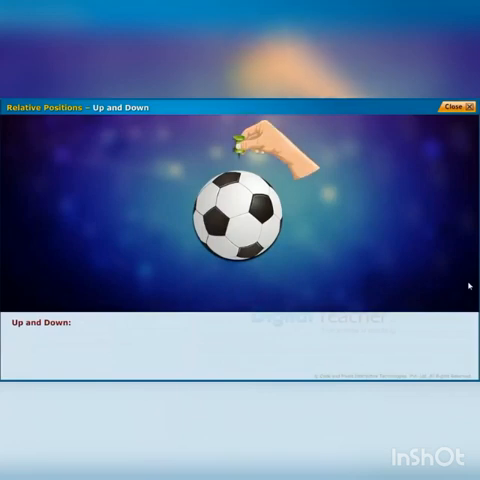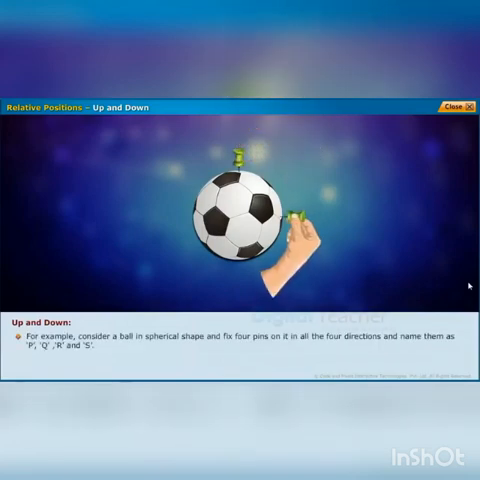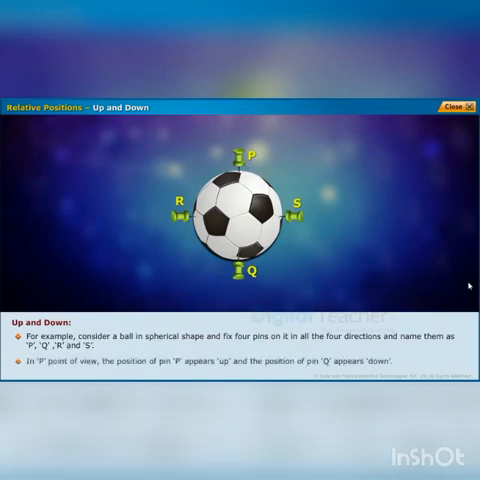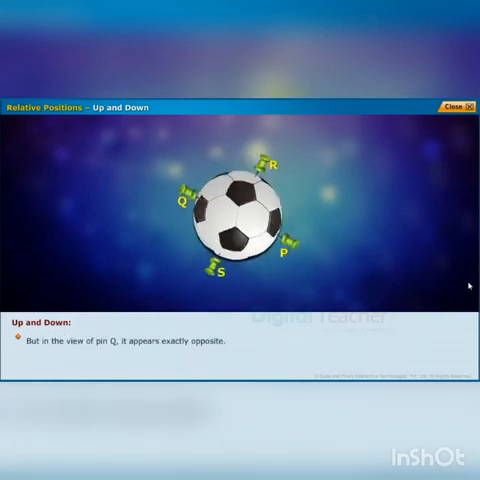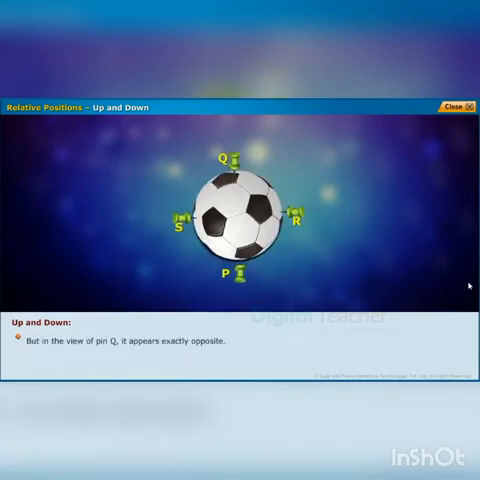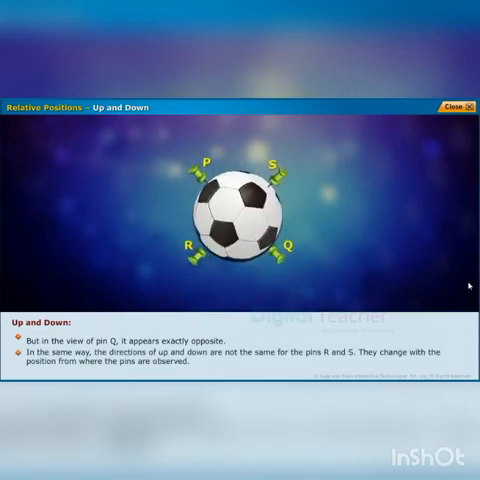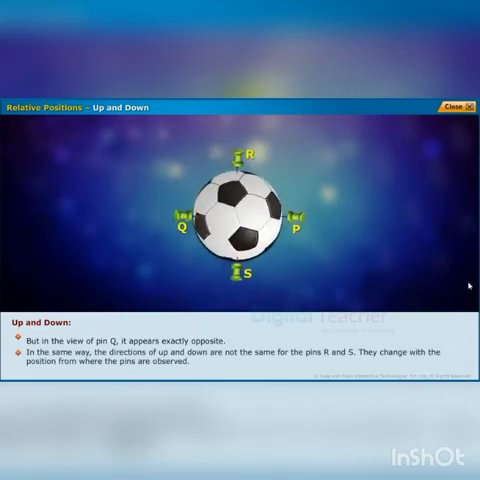Up and down. For example, consider a ball in spherical shape and fix 4 pins on it in all 4 directions and name them P, Q, R and S. From the point of view of pin P, the position of pin P appears up and the position of pin Q appears down. But in the view of pin Q, it appears exactly opposite. In the same way, the directions of up and down are not the same for the pins R and S. They change with the position from where the pins are observed.